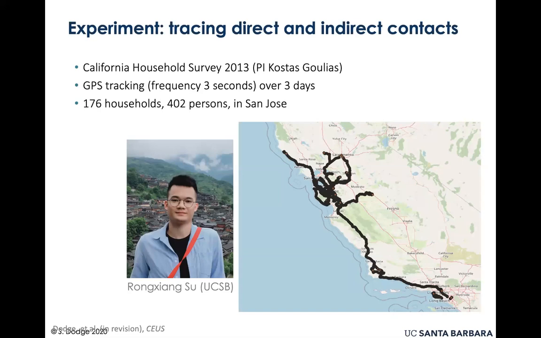The data set includes 176 households in San Jose. When I talk about within household and outside household later, within household means moms and kids who move together and travel together, and outside household would be interaction between people who don't live together or don't move together, but have interaction outside their household.